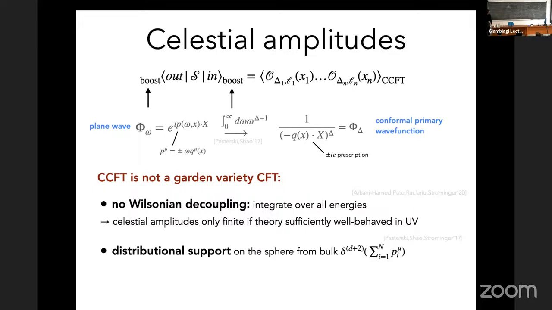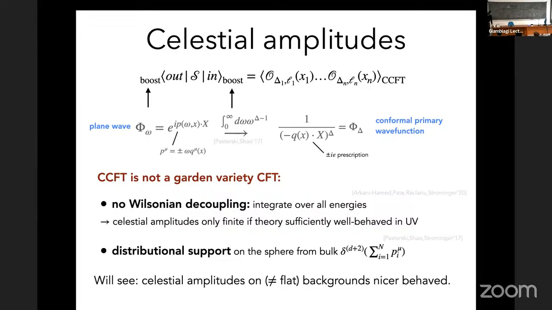There's another feature that's rather non-standard, which is that the celestial amplitudes are not exactly vanilla correlation functions on the celestial sphere. They actually have distributional support, in the coordinates on the celestial sphere. And this comes essentially from the energy momentum conserving delta function from the bulk. The non-flat, non-trivial backgrounds that I'm going to talk about have the nice behavior that these two issues go away.